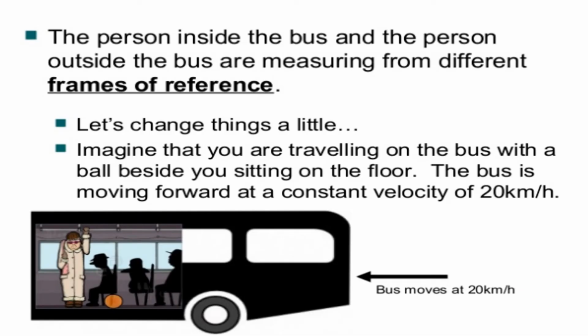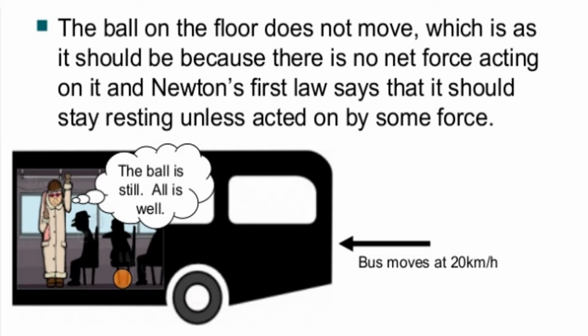The person inside the bus and the person outside the bus are measuring from different frames of reference. Let's change things a little. Imagine that you are traveling on the bus with a ball sitting on the floor. The bus is moving forward at a constant velocity of 20 km/h. The ball should not move on the floor because there is no net force acting on it. According to Newton's first law, it should remain at rest unless an external force is applied on it.